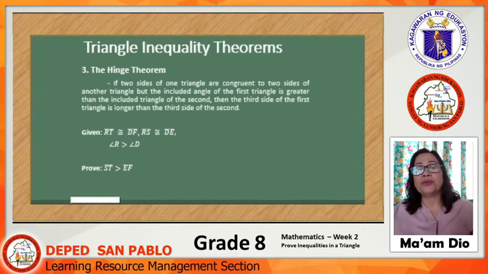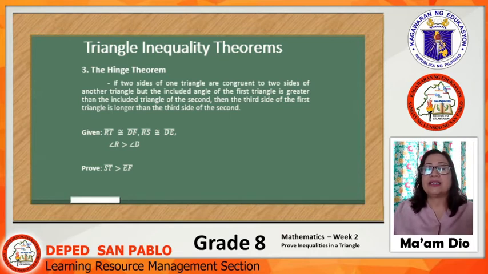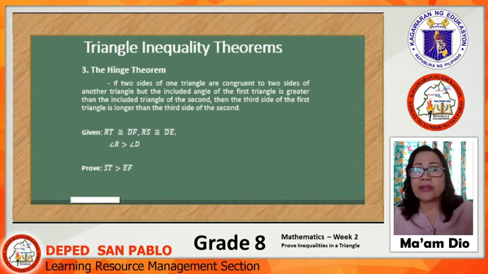Now, let's go to triangle inequality theorem number 3, which is otherwise known as the hinge theorem. Now it says, if two sides of one triangle are congruent to two sides of another triangle, but the included angle of the first triangle is greater than the included angle of the second, then the third side of the first triangle is longer than the third side of the second. This is the hinge theorem.